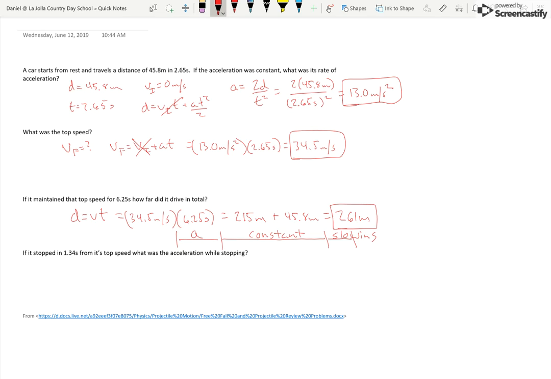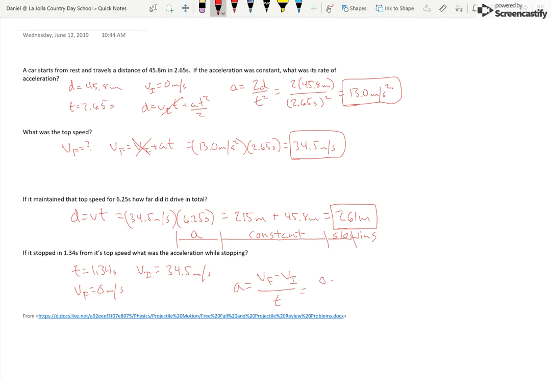So now we're going to go to stopped. The time it's going to take to stop is 1.34 seconds, really quickly. VF is going to be 0 because we're coming to a stop. The VI is going to be the top speed from the previous part, or 34.5 meters per second. So based on all that, if we have VF, VI, and T, A is pretty simple. It's our basic definition of acceleration, change in velocity over time.